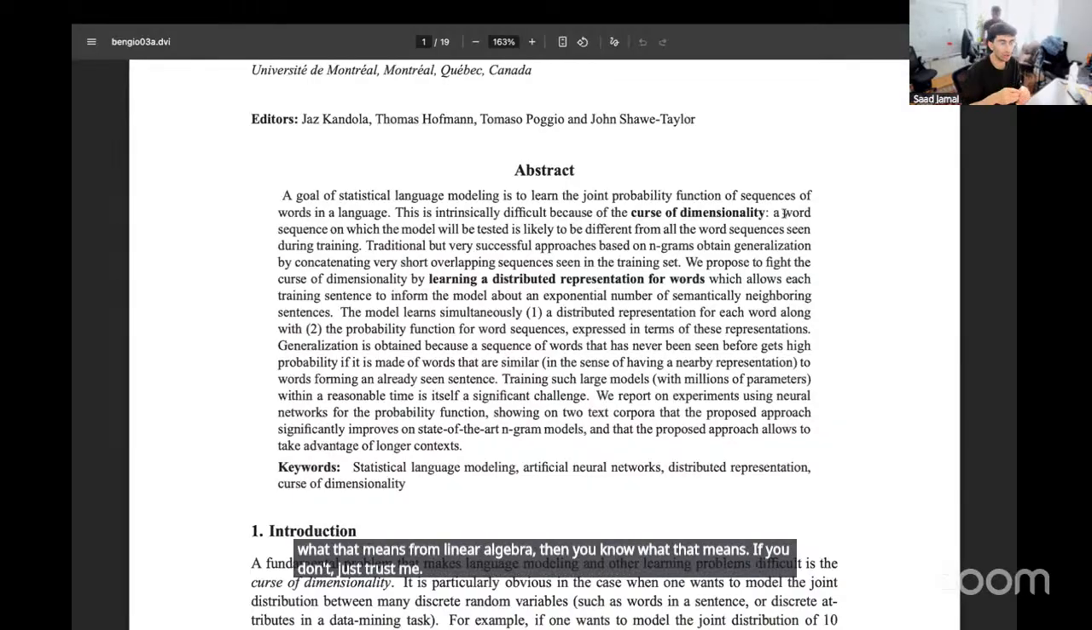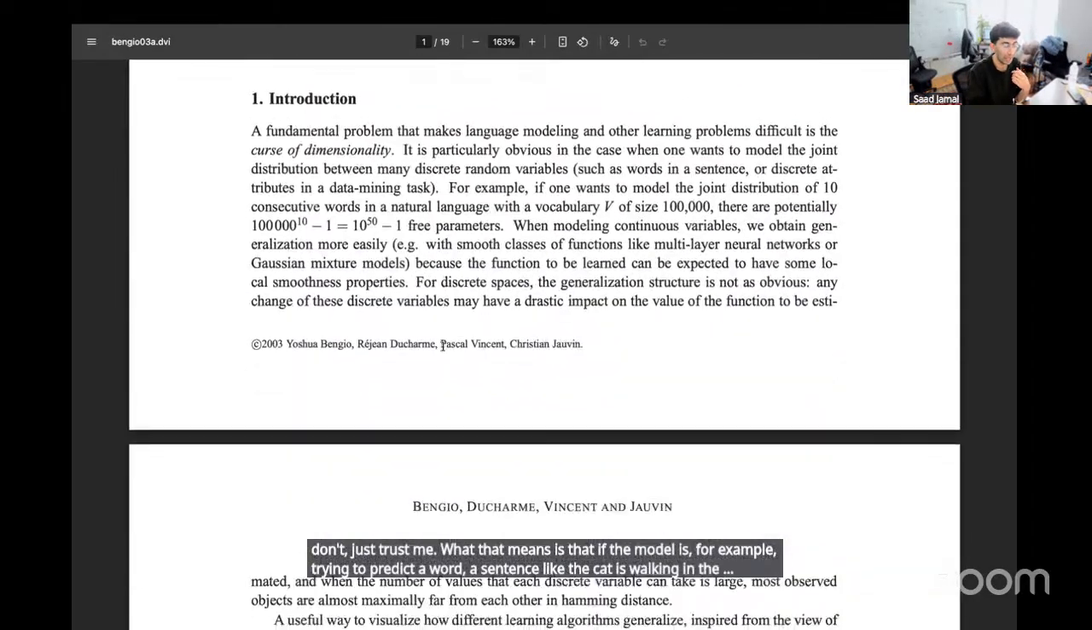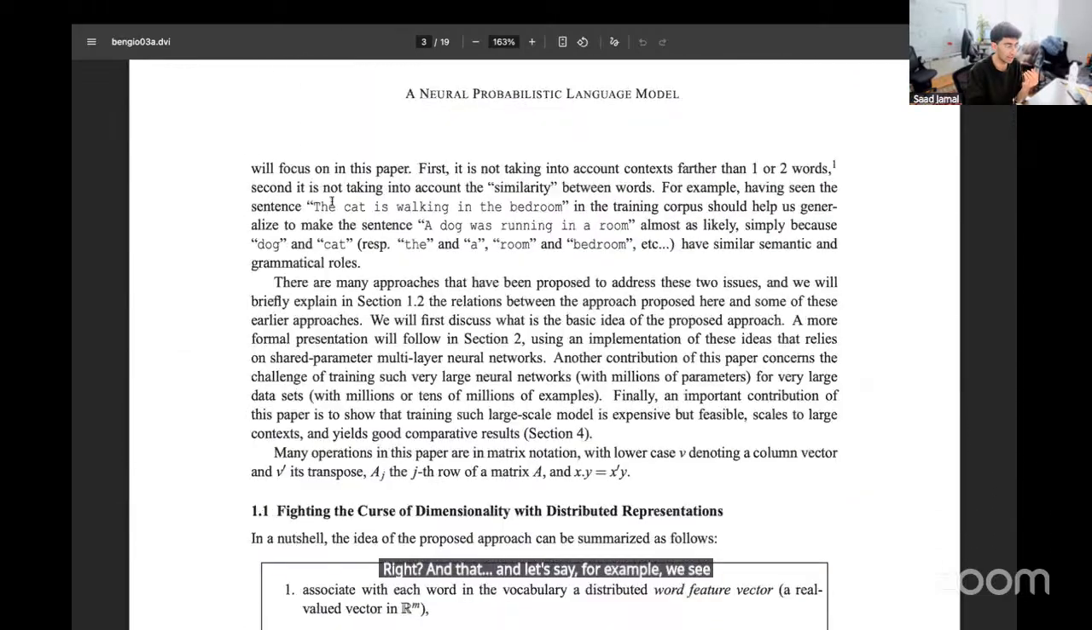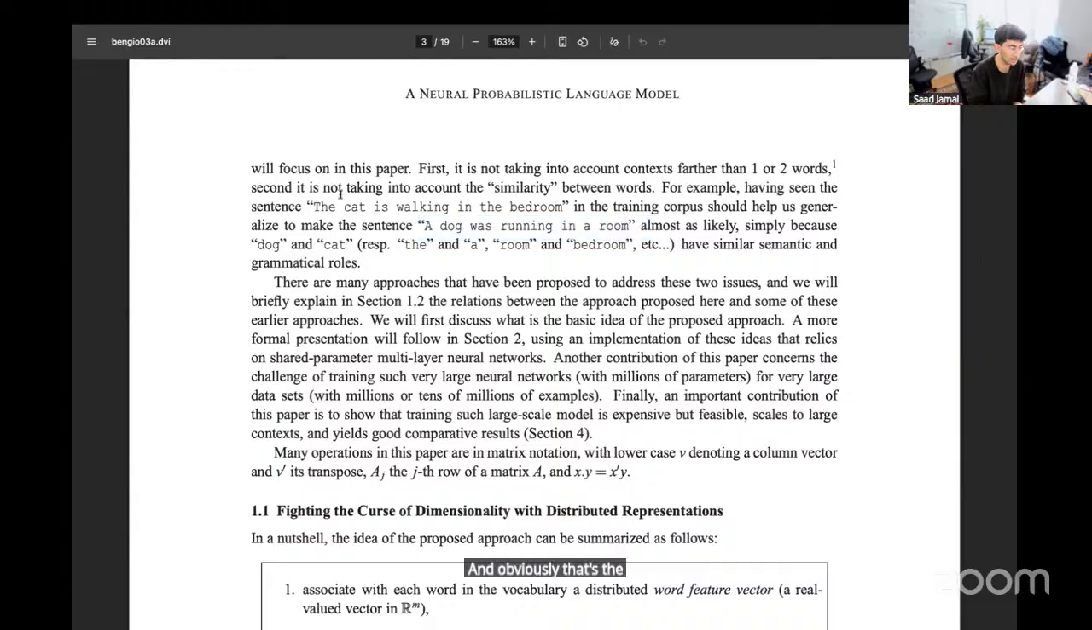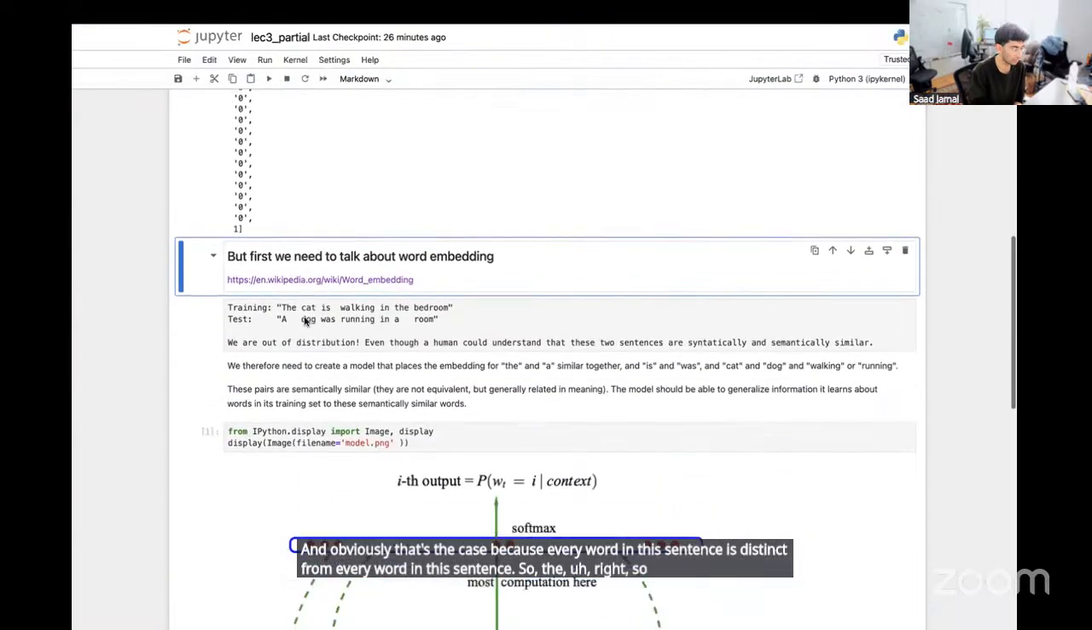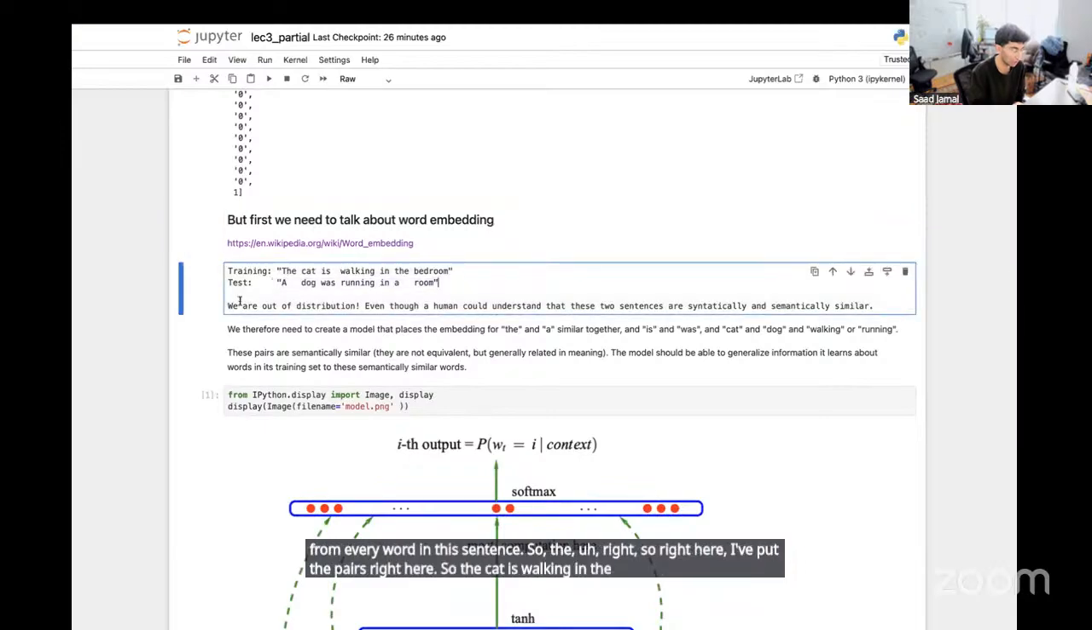What that means is that if the model is, for example, trying to predict a sentence like "the cat is walking in the bedroom," and let's say we see that at training time, and then at test time we see "a dog was running in a room." If we train a model on "the cat is walking in the bedroom" and then try to predict this, the model has a really difficult time. Obviously that's the case because every word in this sentence is distinct from every word in the other sentence. I've put the pairs right here: the cat is walking in the bedroom, a dog was running in the room. Basically, every single pair is different except for "in" right here.